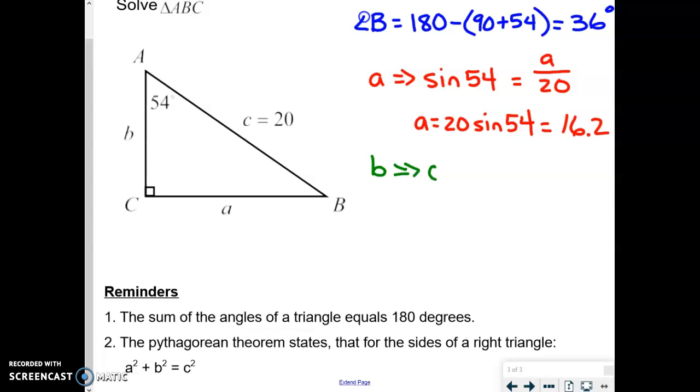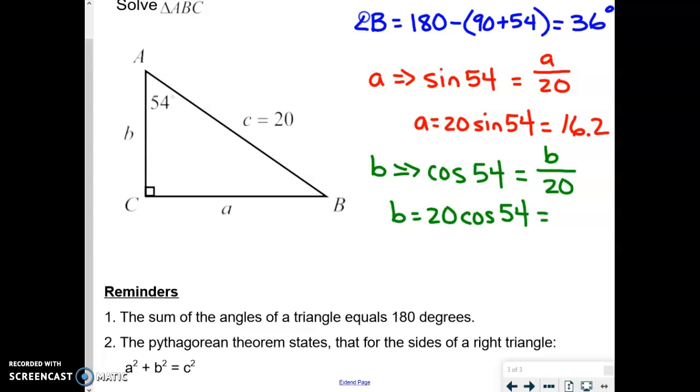So if we take this, we would get the cosine of 54. And the reason we're using cosine is because side B is adjacent to 54, and that would be equal to B over 20. So similar to the one that we did before, but not exactly the same. Once again, in order to solve this, we're going to have to multiply both sides by 20. So we would get B is equal to 20 times the cosine of 54.